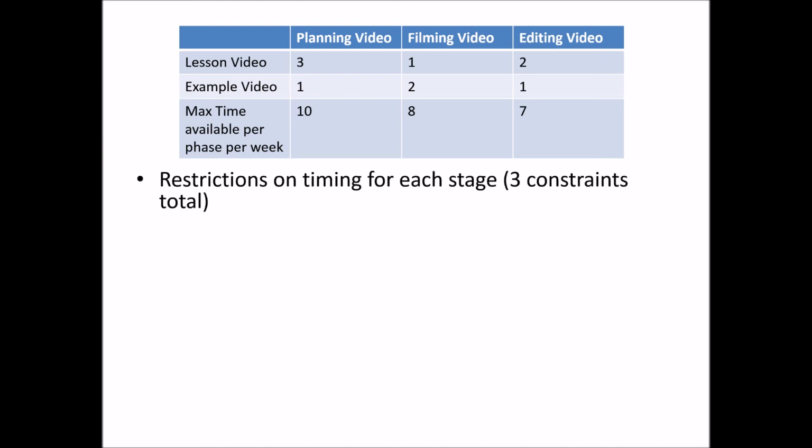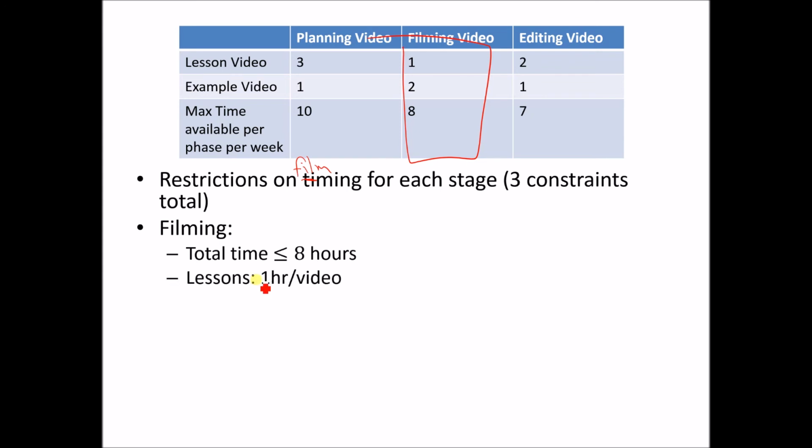Next up, we'll do filming, a restriction on the number of hours spent filming. Have a go at creating that yourself. So the process is very similar. The total time now is less than or equal to 8 hours rather than 10. Lessons, which again, remember, is X, is 1 hour per video. Examples, Y, are 2 hours per video.